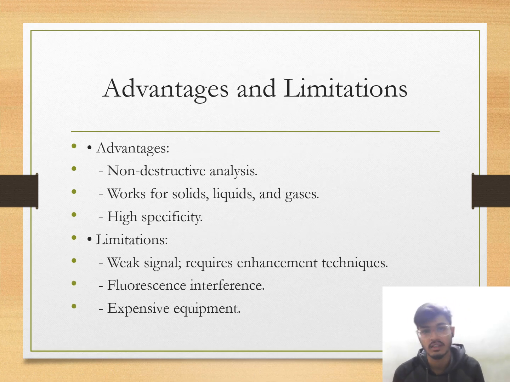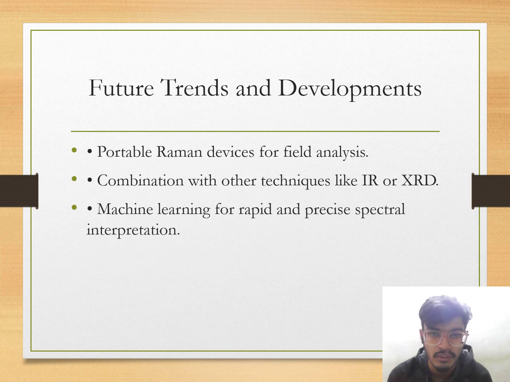So it has a lot of advantages and limitations too. Basically the advantages: it is non-destructive, it is very useful for non-destructive analysis, it works for all solids, liquids, and gases, and it has high specificity. Basically these are the main advantages of Raman spectroscopy. And we have also the limitations: they have weak signals, which requires some enhancement techniques, fluorescence interference, and basically it's expensive equipment, which is one of the major limitations.